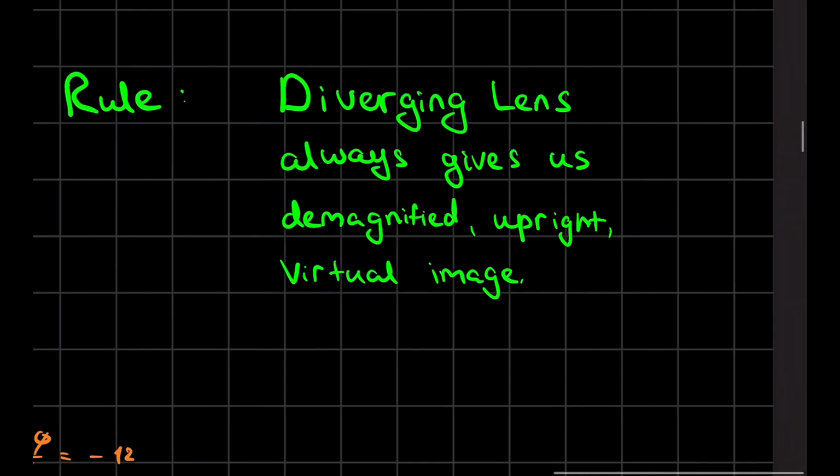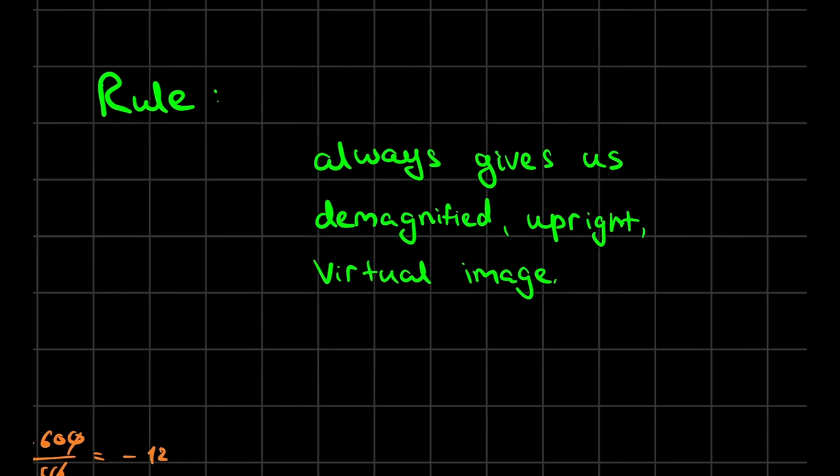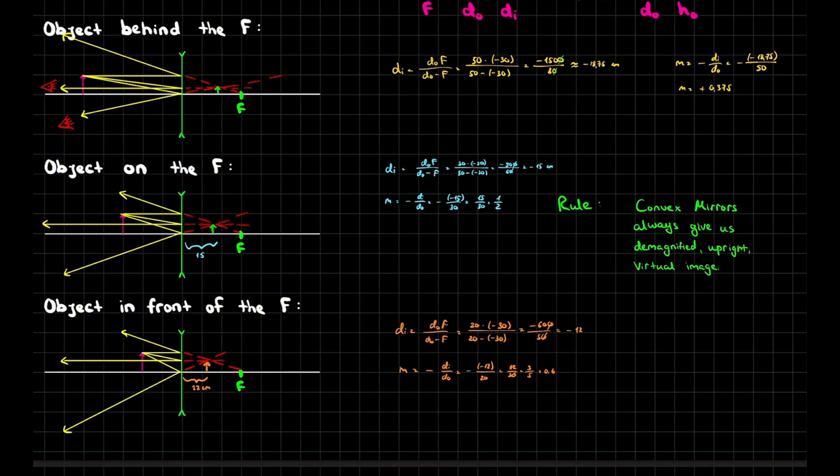There is a rule, not only for diverging lenses, but also for convex mirrors. Convex mirrors always give us a demagnified, upright, virtual image. This principle works for itself as well.